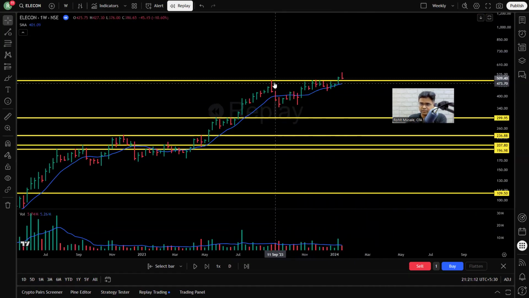Now have a look at this base. It has taken some time to form this. It has taken multiple months. 1, 2, 3, 4, 5, 6, 7, 8, 9, 10, 11, 12, 13, 14, 15, 16. It has taken more than 4 months. So there is a good chance now that this could be base 4.